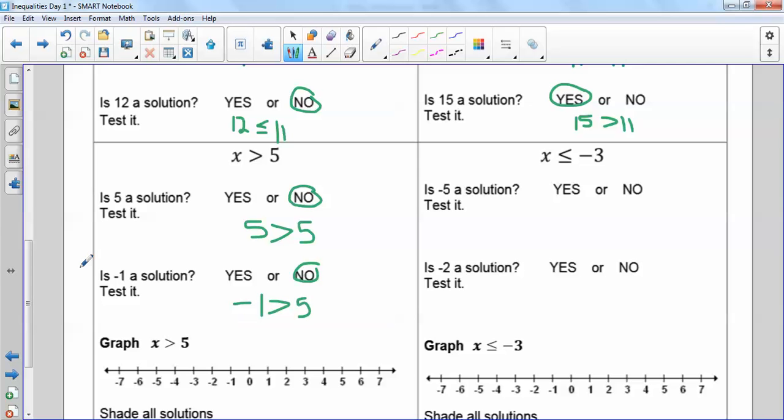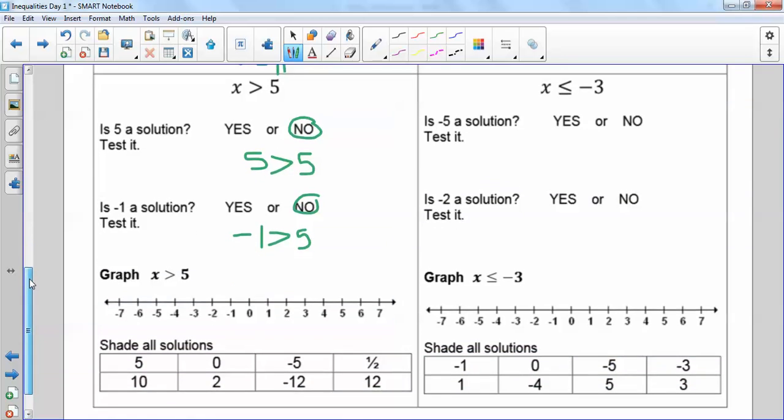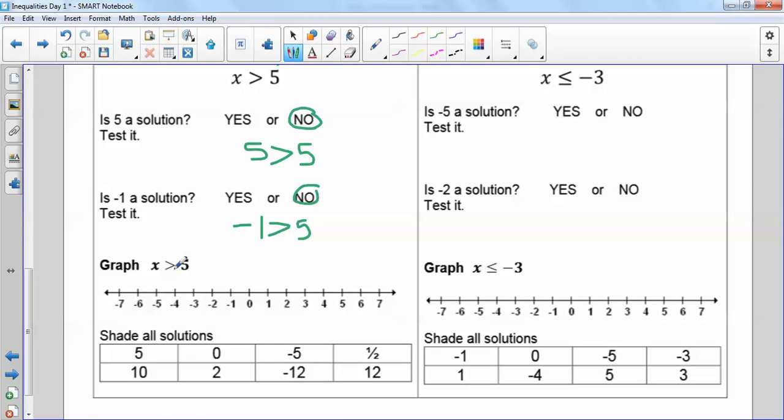Okay, now they want us to graph it. So since it's not equal to, we're going to put an open circle at 5. Okay, and x is greater, so we're going to shade towards the right. It has all of our numbers bigger than 5, like 6, 7, 8, 9, 10, all the way up.